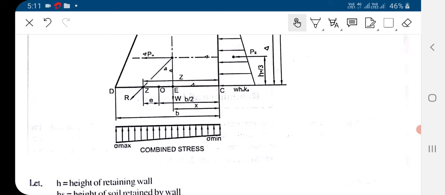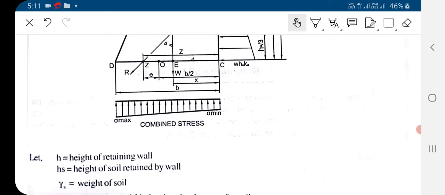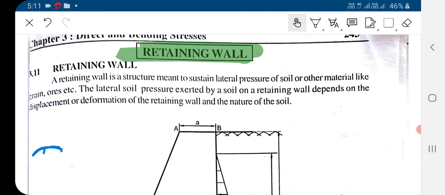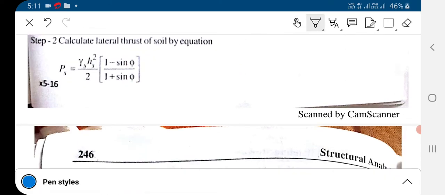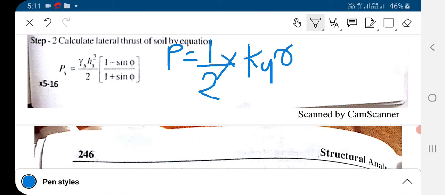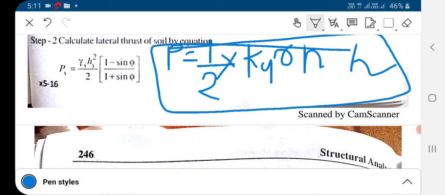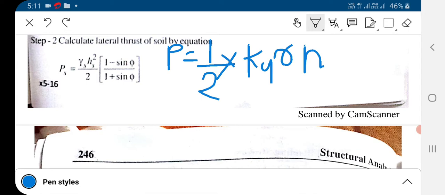Another one is the self weight of the wall, which we already have seen in the dam. In the same way we have to compute the self weight for the retaining wall also. So let's start with this concept. The total soil pressure will be nothing but the area, so it will be 1 by 2 Ka gamma h into height h. This will be the equation for the total pressure acting over the soil. That thing you have to keep in your mind.